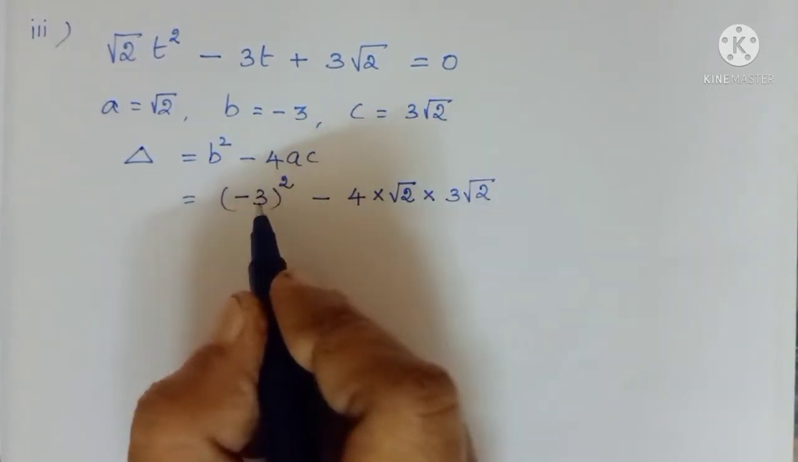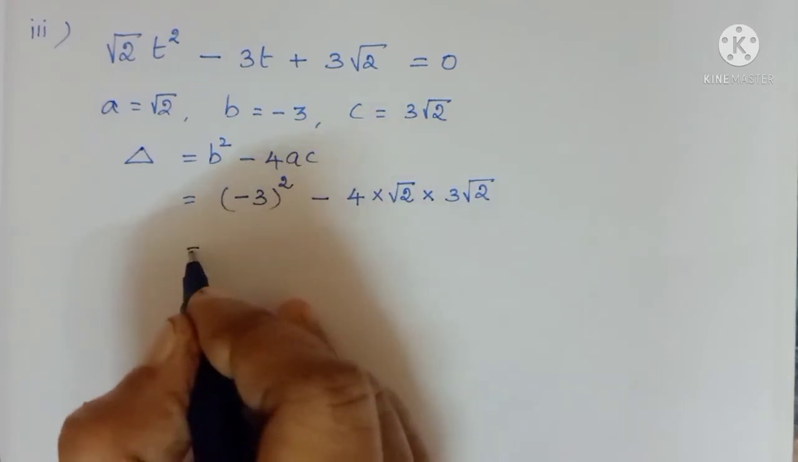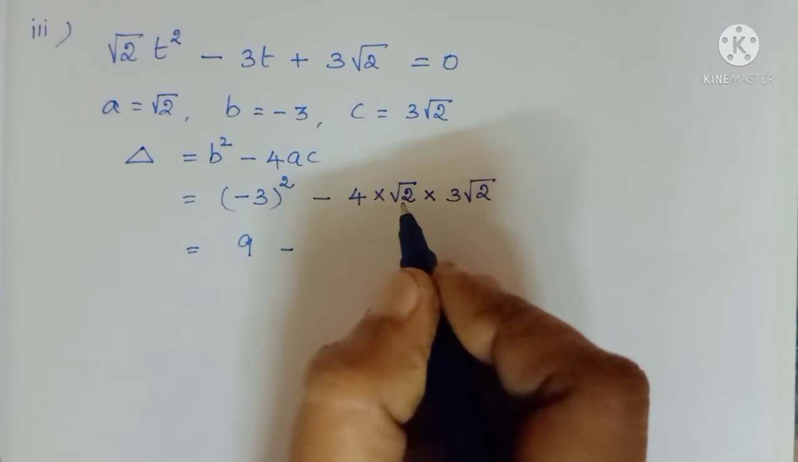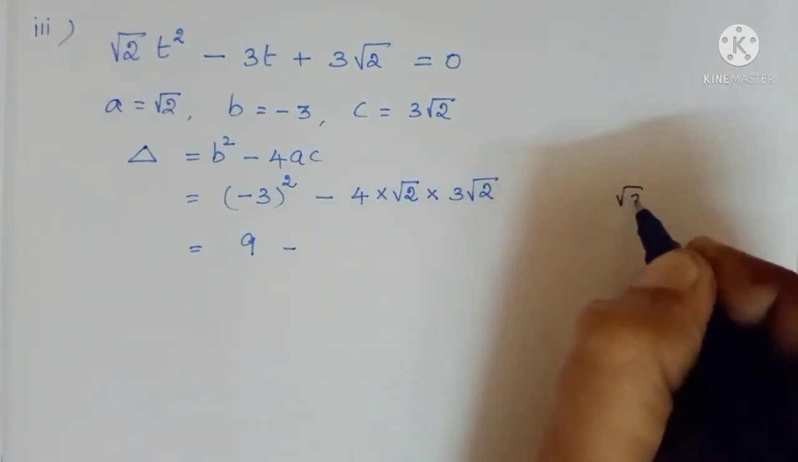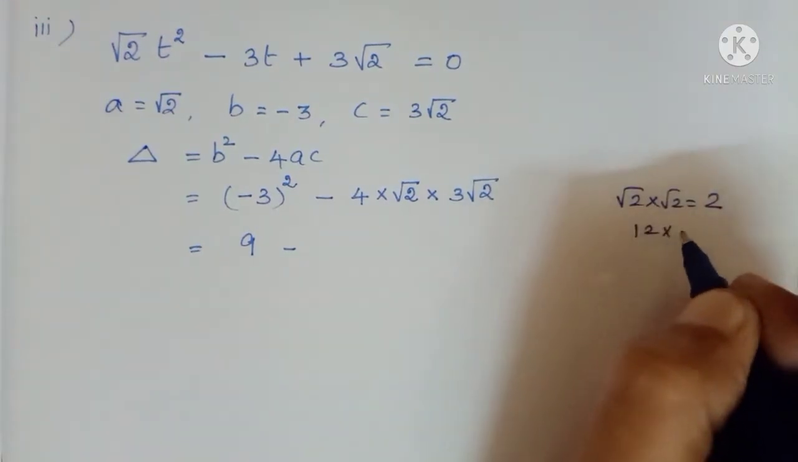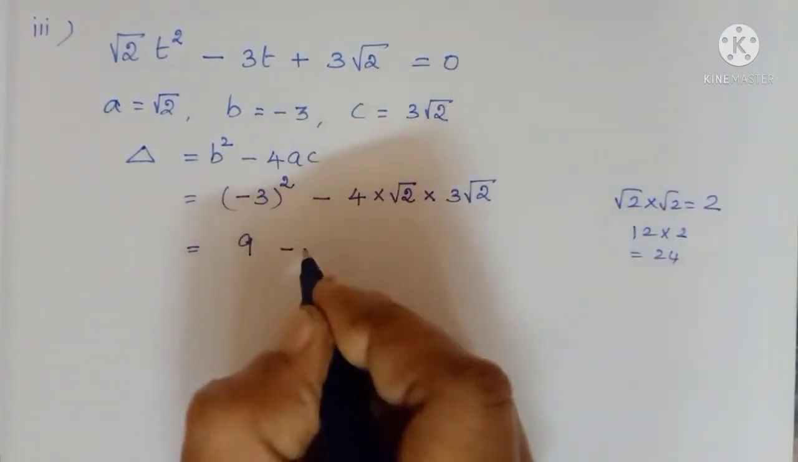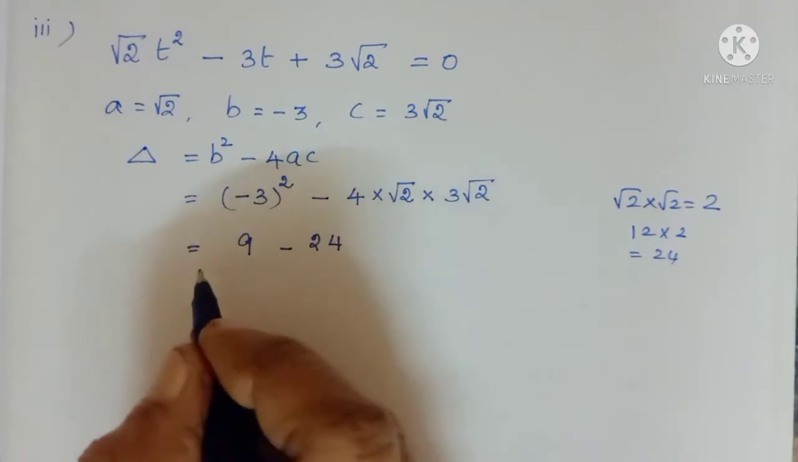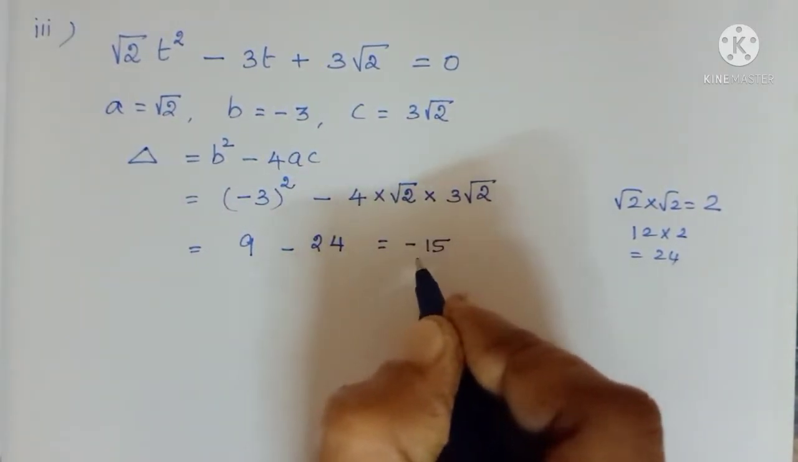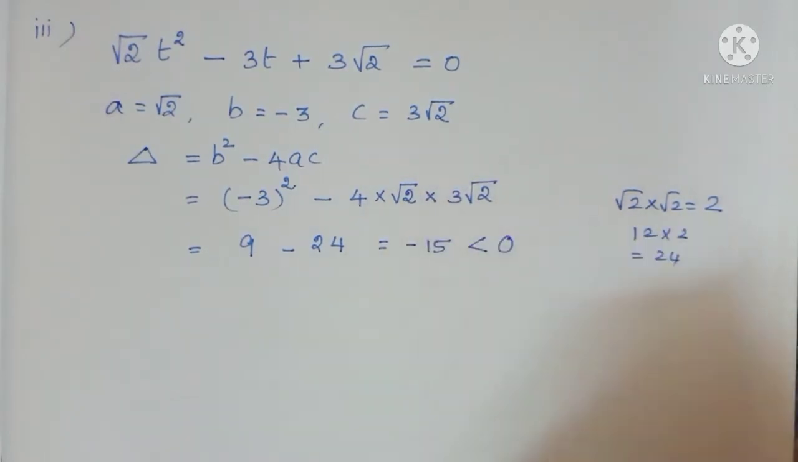Okay. Minus 3 squared. So minus squared value is plus, 3 squared is 9, minus 4 3s are 12. Root 2 into root 2 is what? Root 2 into root 2 is equal to 2. 4 3s are 12. 12 into 2, 24. So 9 minus 24. Now subtract these two, you will get minus 15. So negative value, so we can say this one is strictly less than 0.